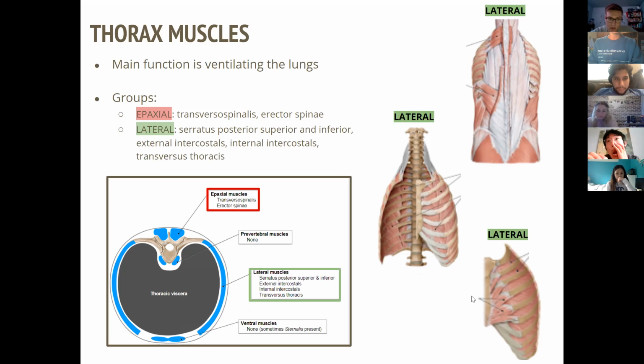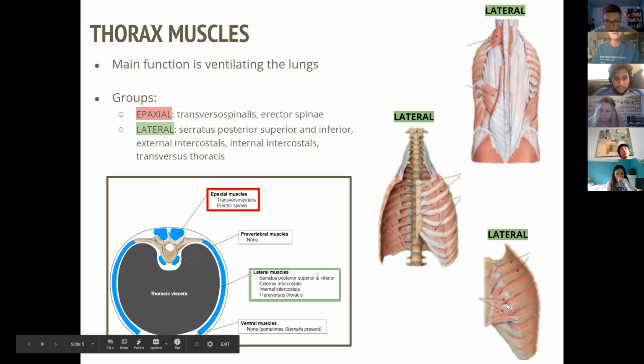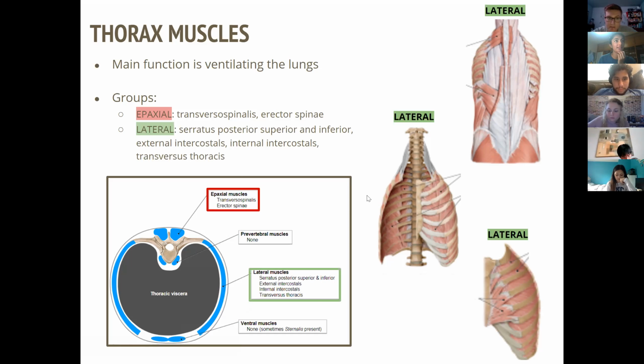And then lastly, we have the transversus thoracis. I think that's a mouthful to say, but the transversus thoracis is going to be right here, and it's going to attach to our sternum. Okay. Do we have any questions on that so far? Nope. Okay.